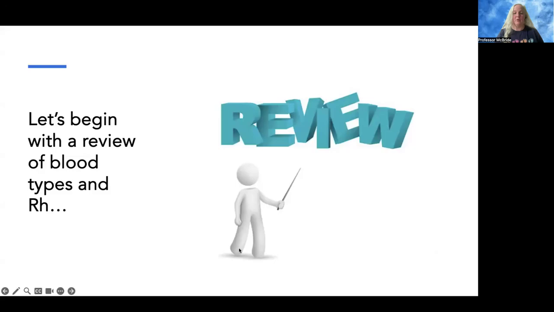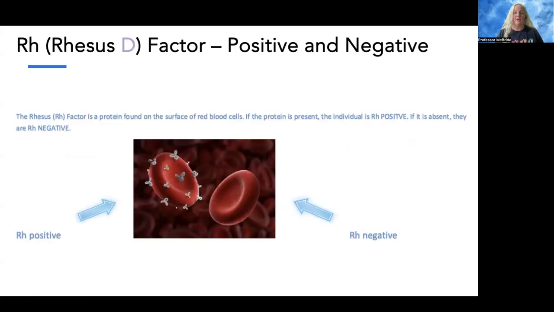So for today, we're going to start first by reviewing blood types and RH so that we can better understand this when we talk about RH incompatibility. So let's review. RH is a protein that can be on the red blood cells. If this protein, or the rhesus factor D, is on the red blood cells, it is considered RH positive. If this protein is not found on the red blood cells, then this is considered RH negative. For today, we're going to look at it as letter D.